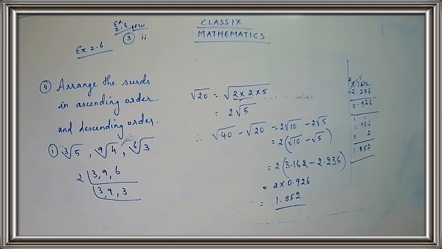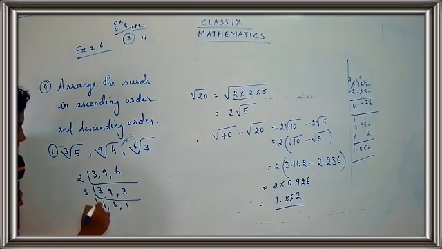Have you divided by 3? 3, 9, 3. All three numbers are divisible by 3. So just divide by 3. So what do you get here? 3 ones are 3. 3 threes are 9. 3 ones are 3. So you get 1, 3, 1.